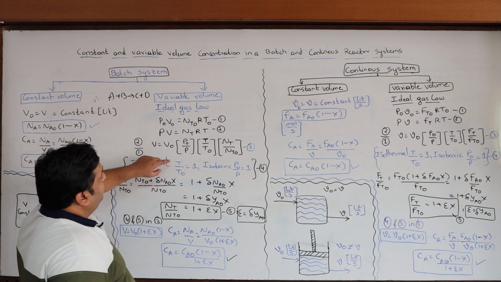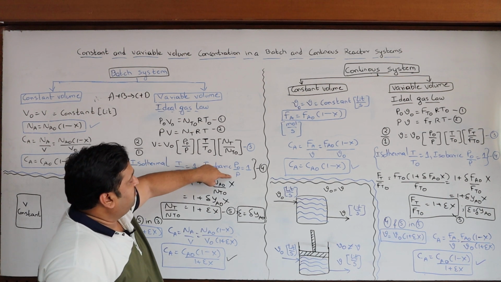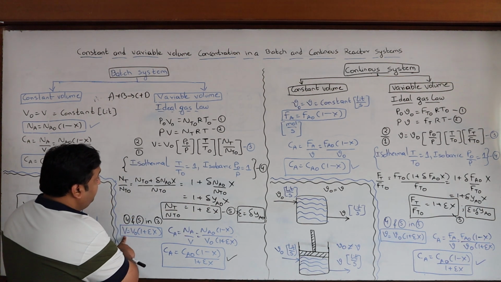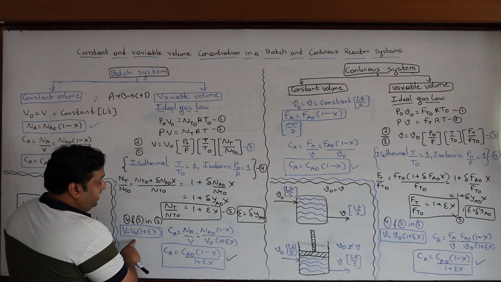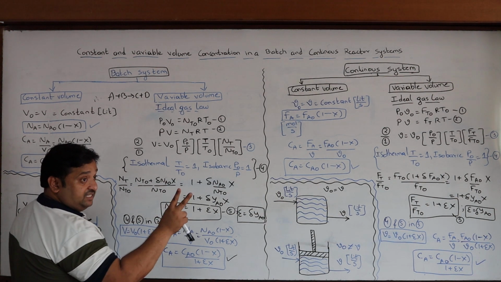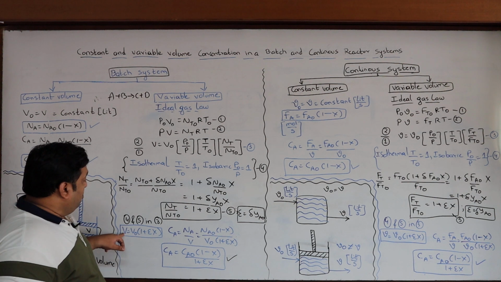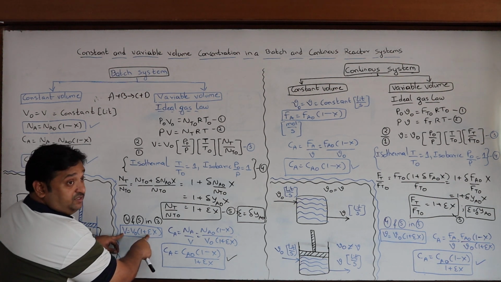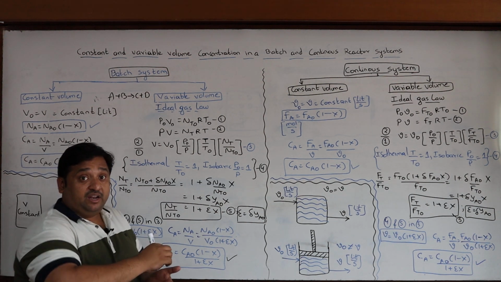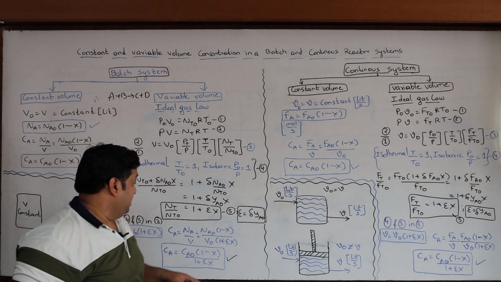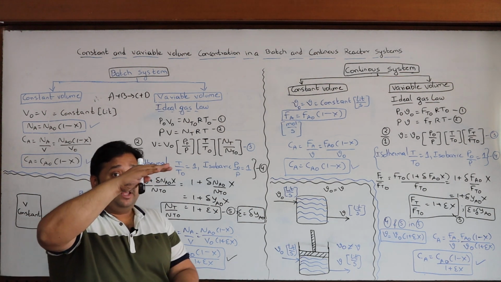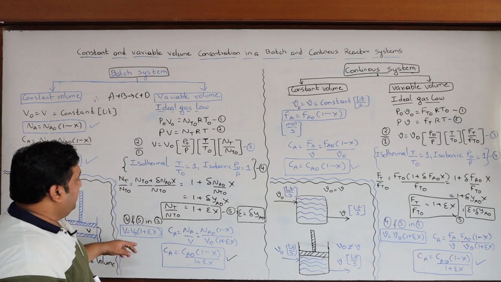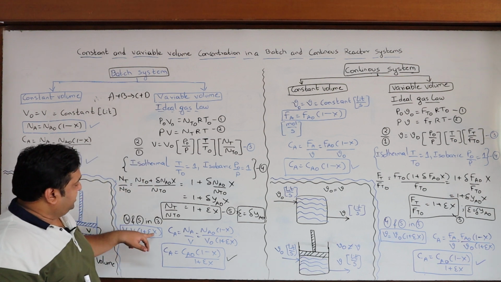Now you know T by T0, you know P0 by P, you know NT by NT0; you substitute everything here, then you get the final volume V equal to initial volume into (1 plus epsilon x). That means now you know how my volume is changing with conversion. If epsilon is positive, final volume is greater than the initial volume. If epsilon is negative, final volume is less than the initial volume.